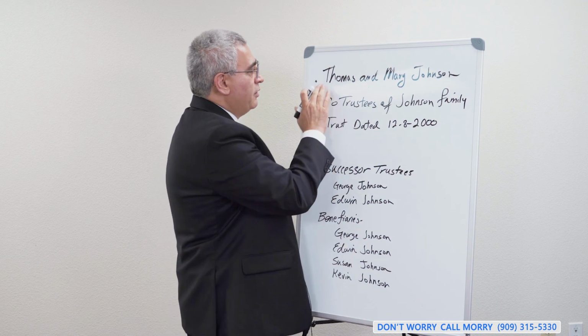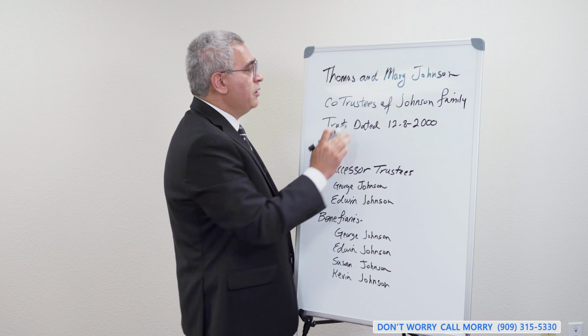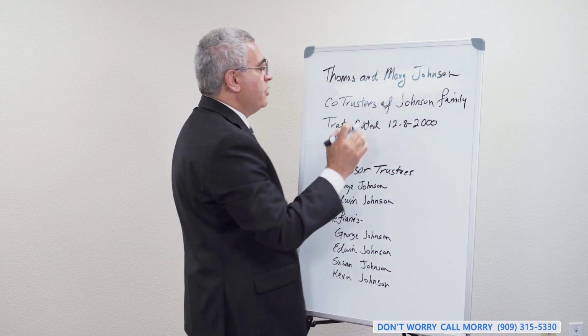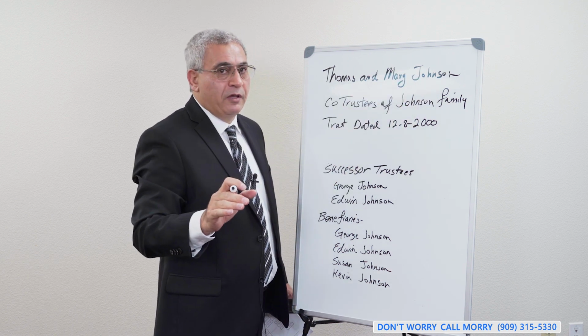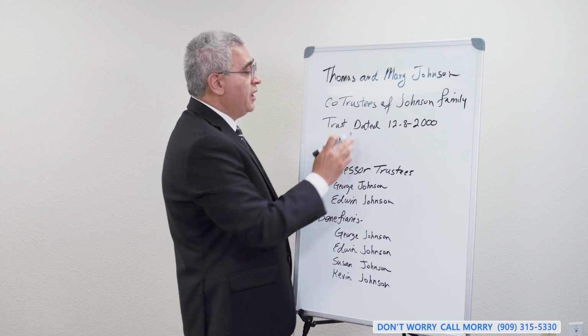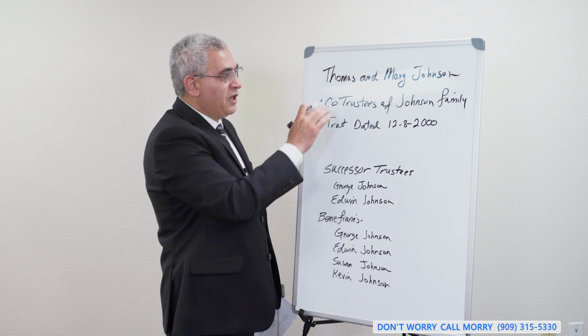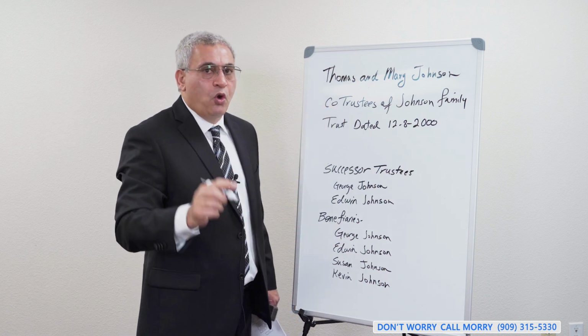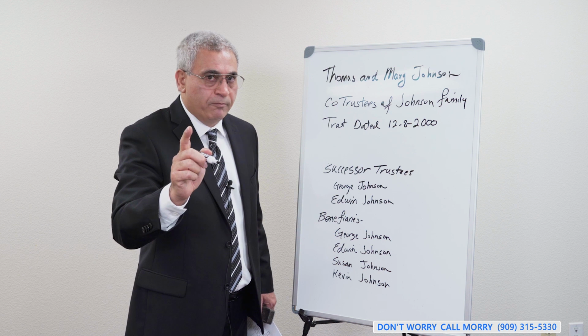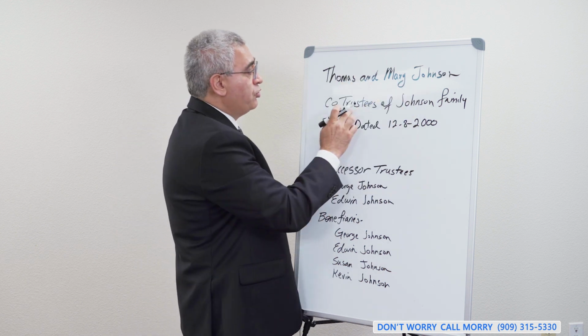Okay, this is what the public sees. A quitclaim deed recorded, Thomas and Mary Johnson, husband and wife, as joint tenants, they deeded the property to themselves, but really they deeded it to the trust. So the question here is, if they deeded the property to the trust, who really owns the property? Do they still own it as individuals, or does the trust own it?